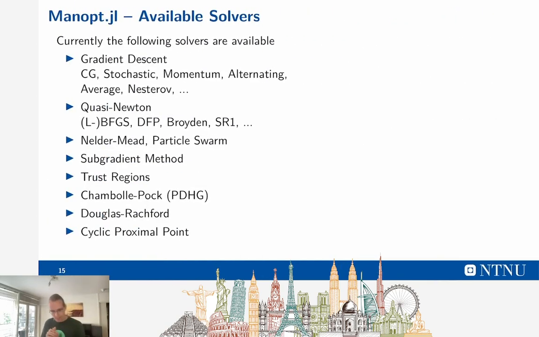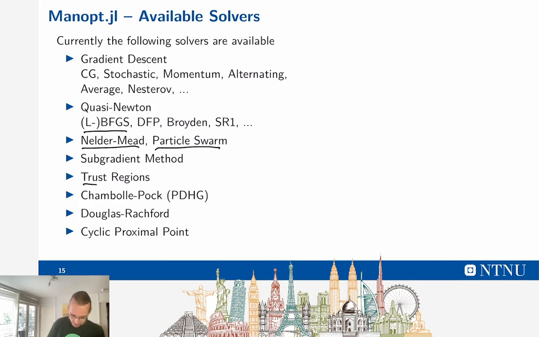Okay. In Manopt.jl, we implemented quite a few algorithms, for example gradient descent, which we already saw in one call. There's quasi-Newton available on Riemannian manifolds, especially a limited memory BFGS, but also nearly all other update rules, DFP, the Broyden class of update rules, a symmetric rank 1. Then there's, if you don't have a gradient, the Nelder-Mead or particle swarm. There's a subgradient method if your problem is non-smooth.